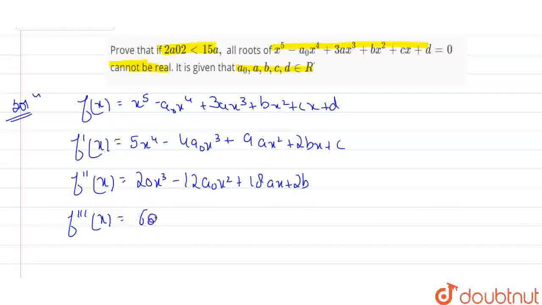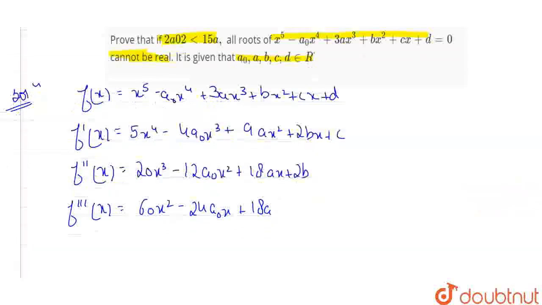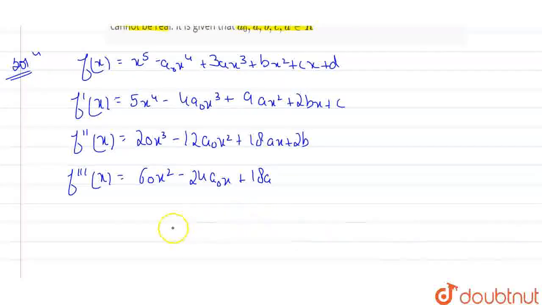So this will become 60x square minus 24 a0 x plus 18a, and the constant term becomes 0. Now we can see that if we take 6 common from this equation, we get 10x square minus 4 a0 x plus 3a.